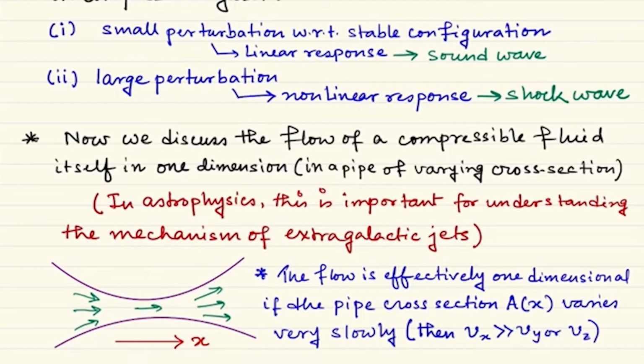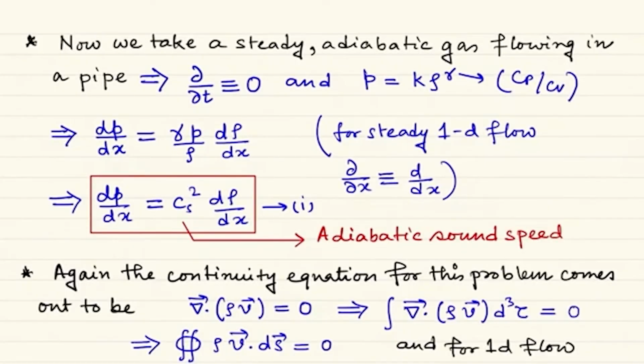There are motions which are oblique to the x direction, but in our case we are just saying that the pipe's cross section A(x), which is the cross section of the pipe perpendicular to the flow, varies very slowly with x, and that's why all these transverse components, whether we are talking about Vy or Vz, are actually very small with respect to Vx, and that's why the flow is effectively one dimensional. So the flow is not strictly one dimensional, but this is a case of effective one dimensional flow.